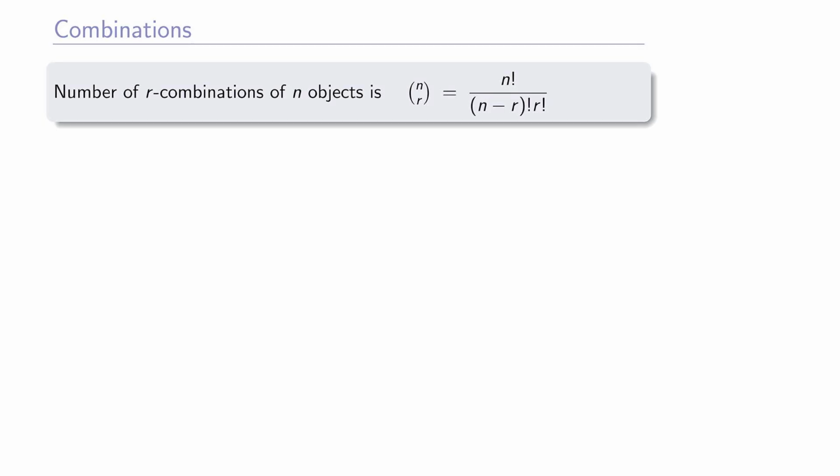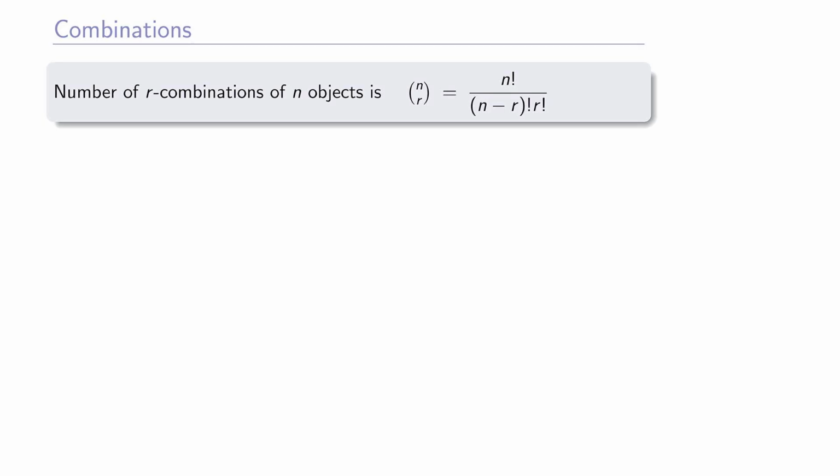You get 4 factorial divided by 4 minus 1 factorial, that is 3 factorial. 4 factorial divided by 3 factorial is 4, and divided by 1 factorial. 1 factorial is 1. So we get 4 factorial divided by 3 factorial, which is equal to 4, right?